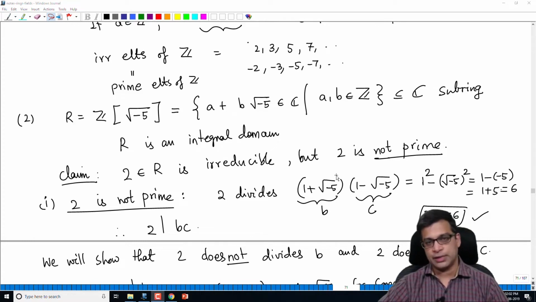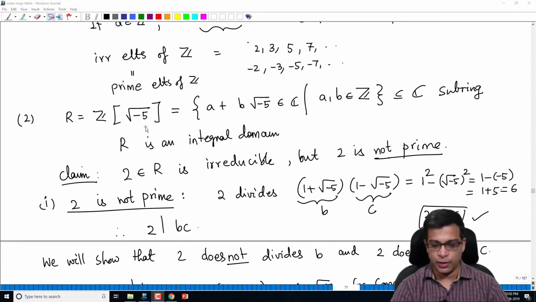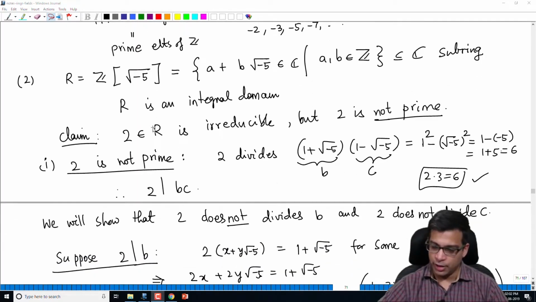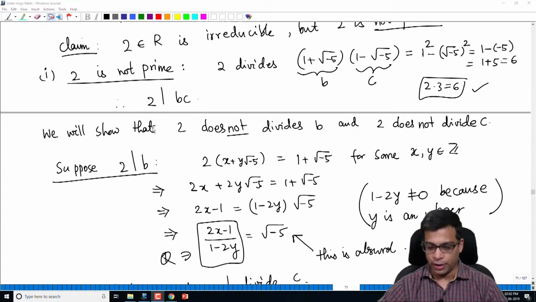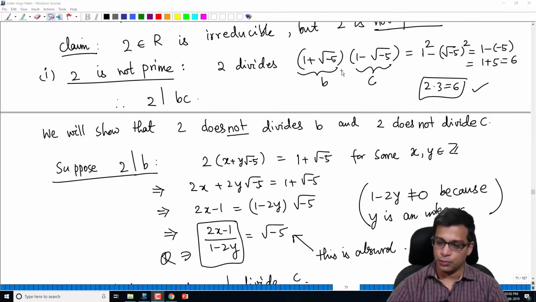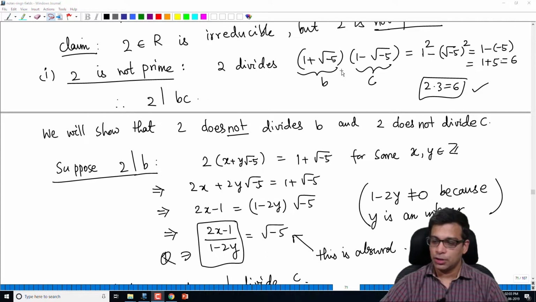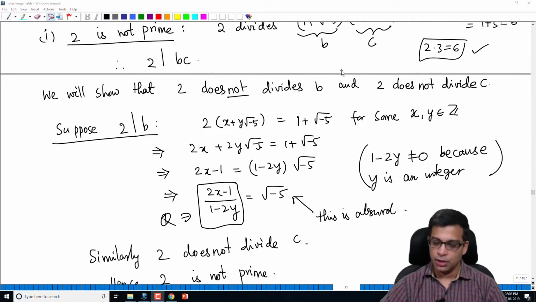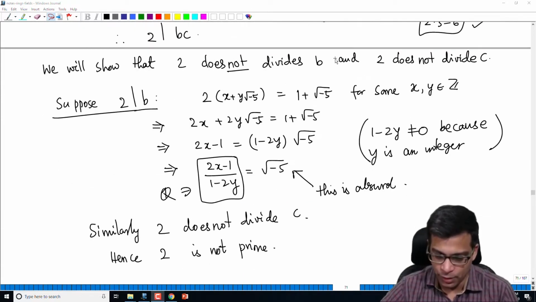We are trying to give an example of an element in a ring which is irreducible but not prime. So we consider the ring R, which is Z adjoin square root of minus 5. It consists of elements like a plus b times square root of minus 5, where a and b are integers, and in this we are looking for an irreducible element which is not prime. I claimed that 2 will do the job, and by the end of the last video, I proved that 2 is not prime, because 2 divides the product of 1 plus root minus 5 and 1 minus root minus 5, which is actually 6, but 2 does not divide either of them.